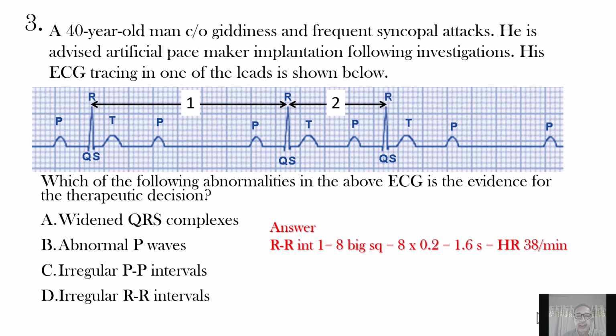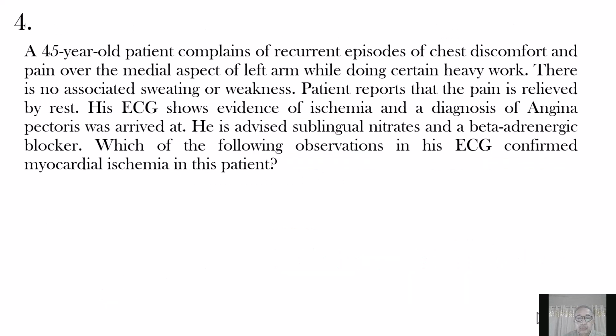Heart rate is very, very low. So this is the reason for an artificial pacemaker. In 2, it's almost normal: 0.8 seconds, 4 big boxes, heart rate 25. You cannot say heart rate unless it is regular. Here the heart rate varies, which means the cardiac rate ranges from 38 to 75 or more. So this is the abnormality. A very irregular pulse will be the finding.